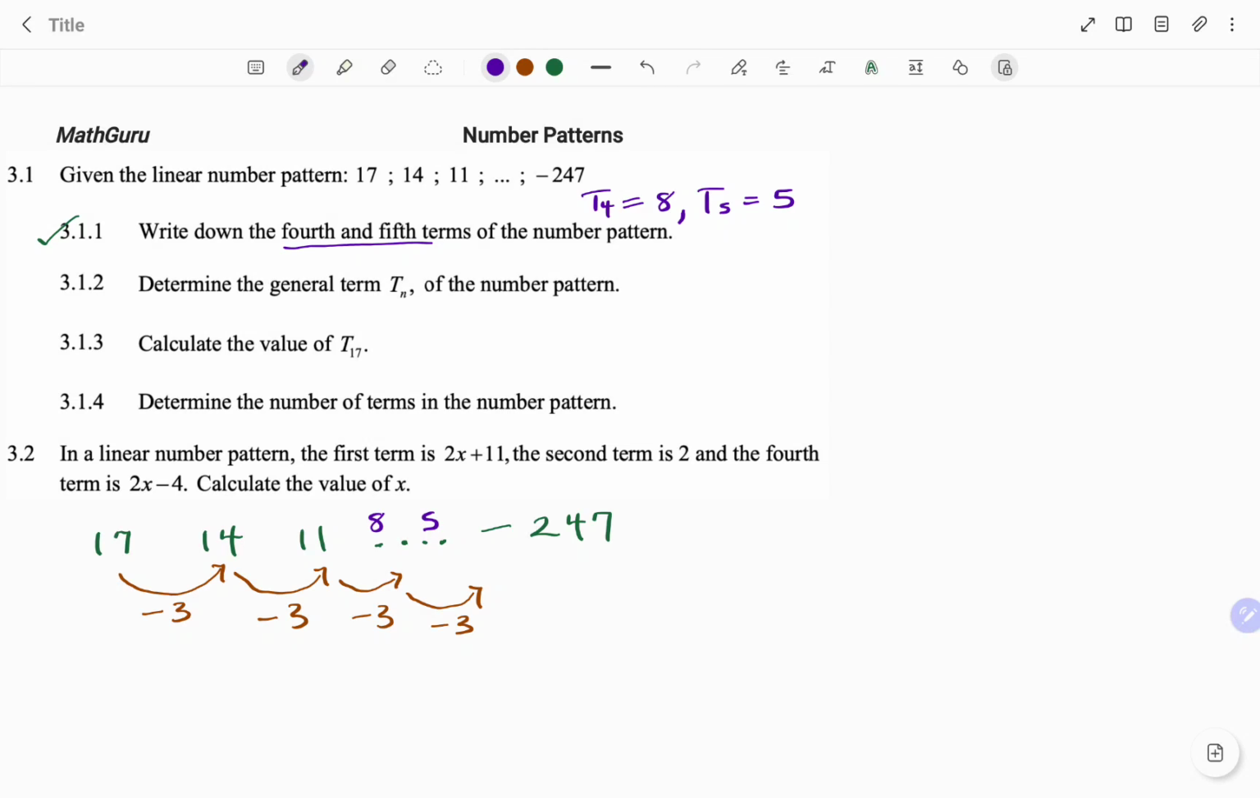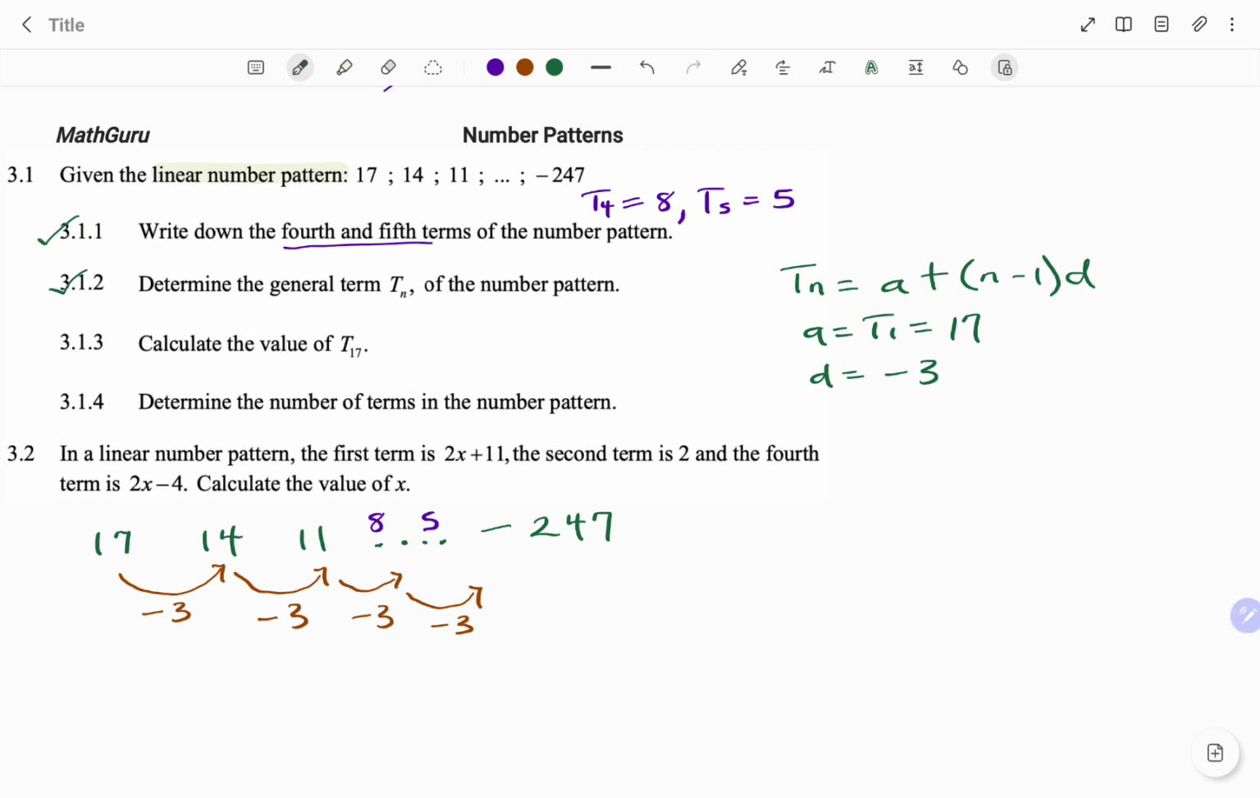The next part of the question says, determine the general term, Tn, of the number pattern. If we go back to the question, we've been told that this is a linear number pattern. That means I have a common difference. Using the general formula for a linear pattern, Tn equals the first term a plus n minus 1 times the common difference d. I have a, the first term, T1, which is 17. Then I have d, the common difference, which is negative 3.